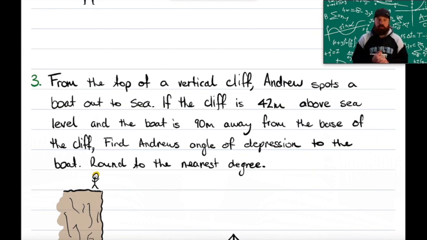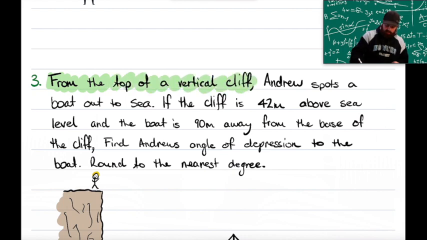Example 3 here says, from the top of a vertical cliff. Now that's interesting because we can see our word from at the very beginning. So from the top of a cliff. Now the reason it says vertical is vertical just means it's going to meet whatever's at the bottom at right angles. So from the top of the cliff, that's our starting point. Andrew spots a boat out to sea. If the cliff is 42 meters above sea level and the boat is 90 meters away from the base of the cliff, find Andrew's angle of depression.